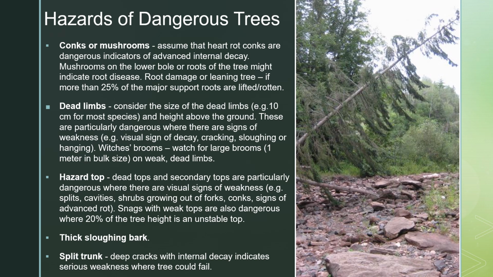Snags with weak tops are also dangerous where 20% of the tree height is an unstable top. Thick, sloughing bark, and a split trunk with deep cracks with internal decay indicate serious weaknesses where a tree could fail.